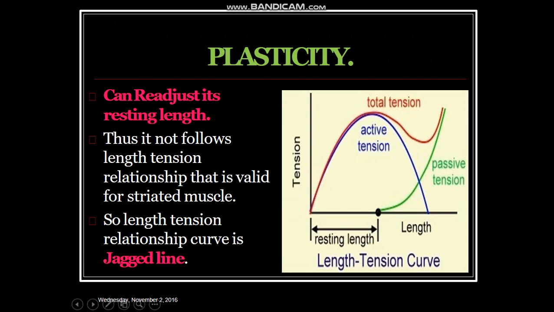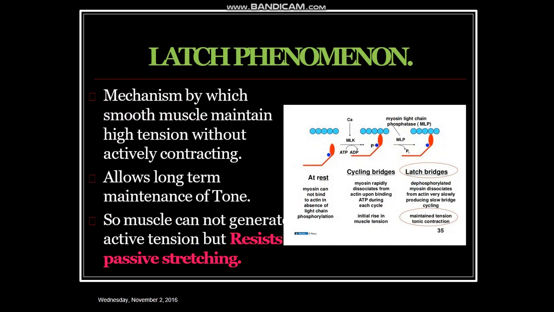Thus, it does not follow the length-tension relationship that is valid for skeletal muscle. So the length-tension relationship curve is a jagged line. You're looking at the length-tension curve here. Tension is there, it does not come to a baseline. Passive tension is there. At resting length, tension doesn't come to the baseline. This is the plasticity.